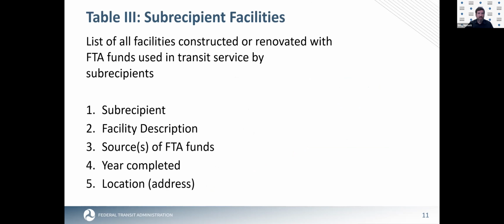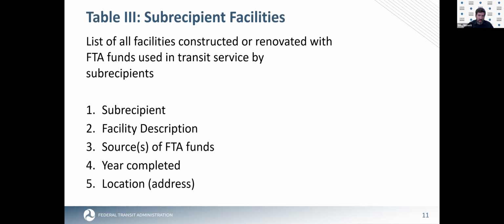Great, let's continue on. All right, now let's talk about table 3. Remember, we skipped table 2, that's only for states. Table 3 is asking about sub-recipient facilities. And I'm going to take this opportunity right now to explain a theme that we'll touch on a few times throughout this presentation.